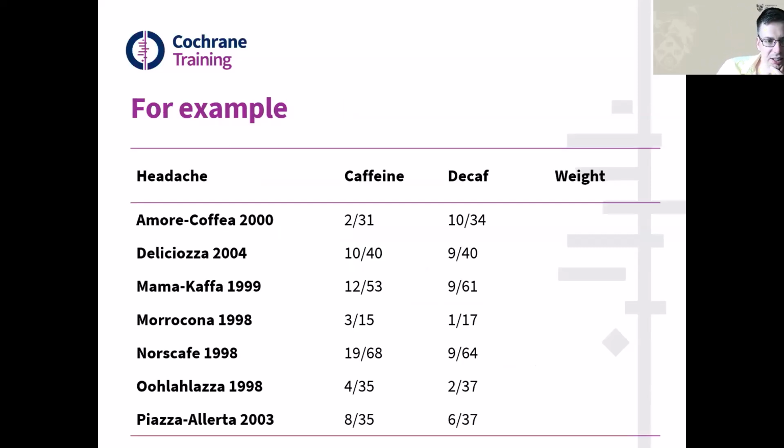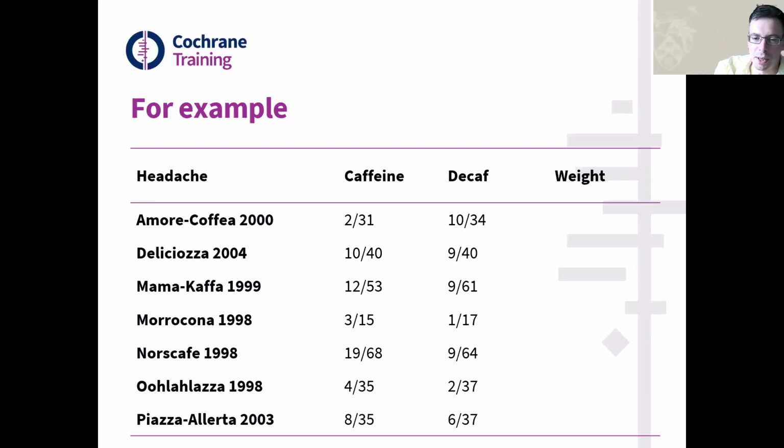So now let's get into the nitty-gritty of this particular meta-analysis. Here are our 7 studies. You might notice the slightly punning names for these studies. We're going to think about headache as our outcome. So this data table tells us the number of headaches and the total number of patients in the caffeinated group and in the decaffeinated group. For example, the Amore-Corthea trial had 2 headaches in the caffeine group among 31 participants and 10 headaches in the decaf group among 34 participants.